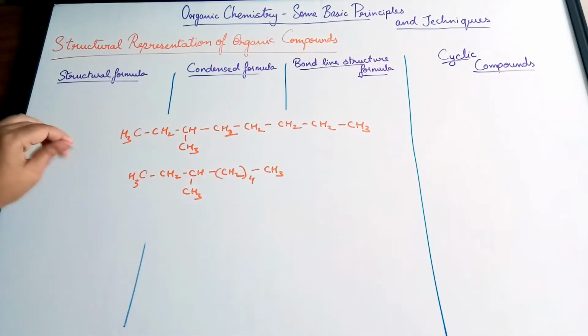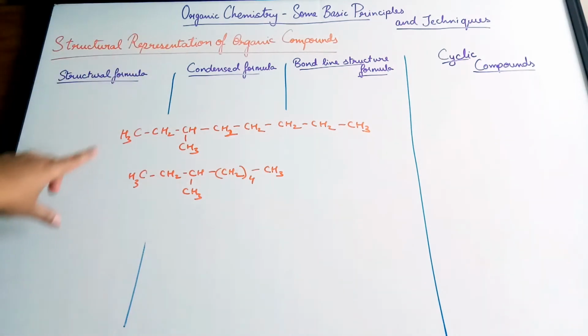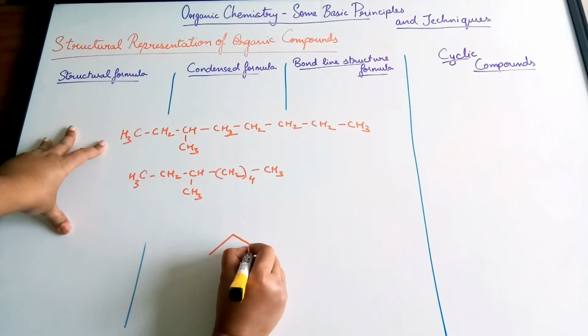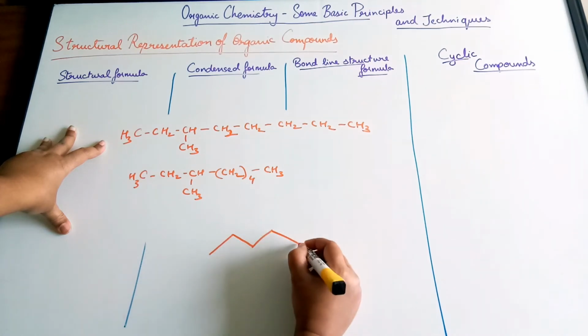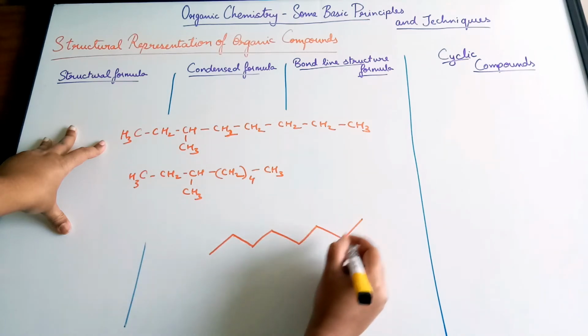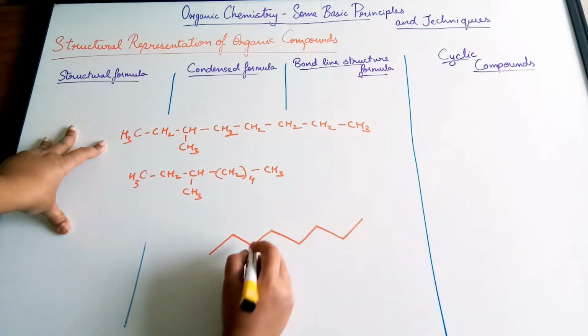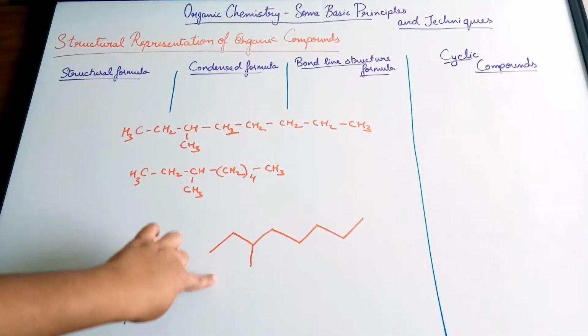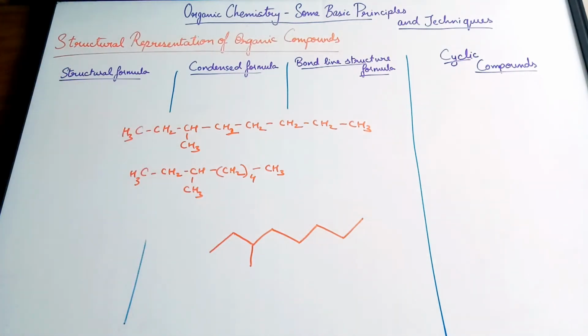Now the bond line structure formula. There are 8 carbon atoms in this particular structure: 1, 2, 3, 4, 5, 6, 7 and 8. In the third carbon atom, you have a methyl group. And there you have the structure of 3-methyloctane. And let's face it, writing this is much easier than writing this, or even the structural formula. I mean, imagine writing the structural formula for 3-methyloctane, quite complicated.